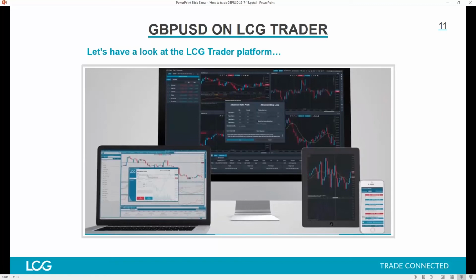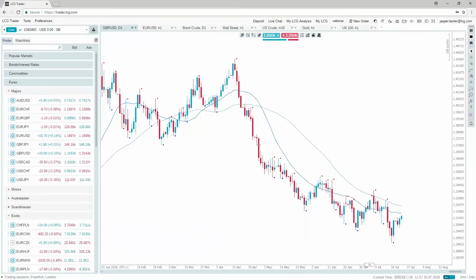So let's just have a look at the LCG Trader platform. I'll bring that up now. So there she blows, and this is the GBPUSD up here. It's the D1, so daily chart. Each one of these lumps here represents the open, low and close of one day of price change for the currency pair over time.